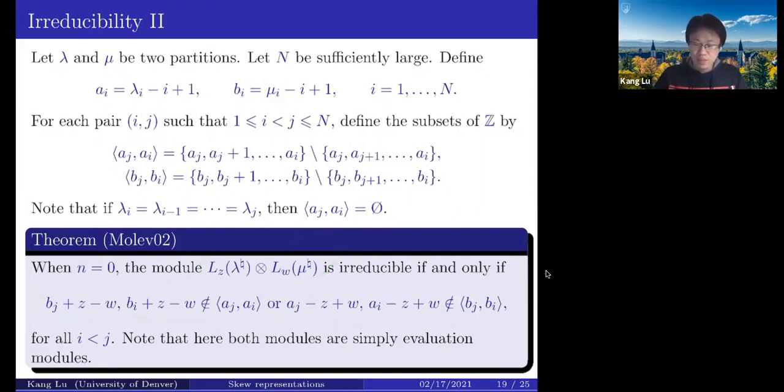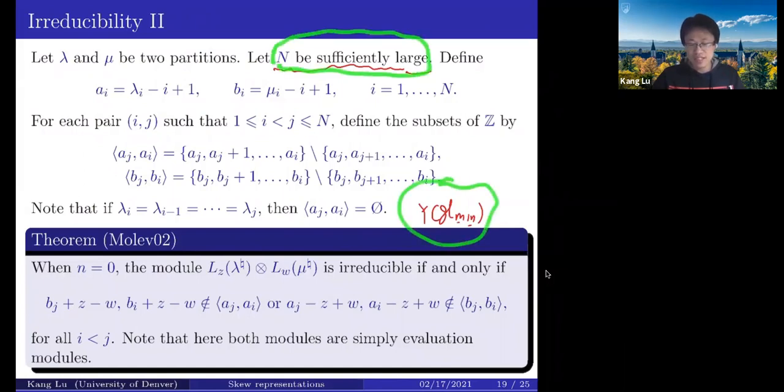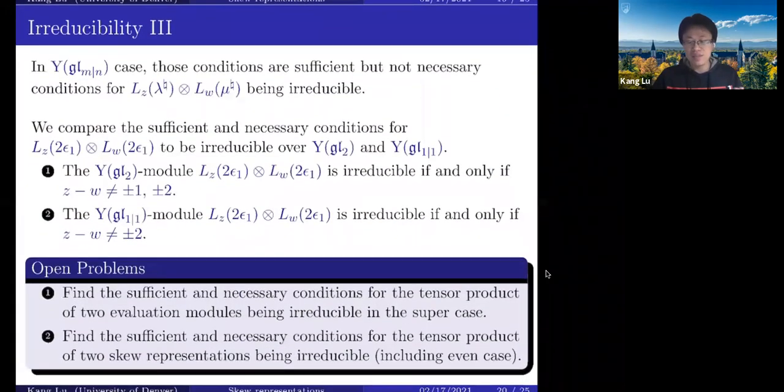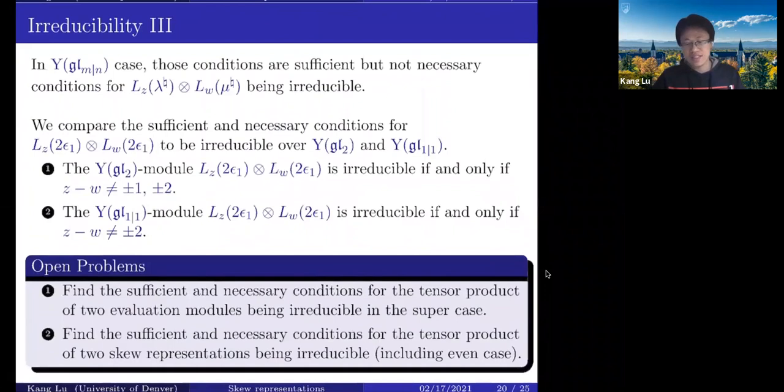The reason is that previously I could assume n to be sufficiently large, but for this case my small m and n are fixed. I cannot change them anymore. So I don't have such an equivalence of two categories for this part. I only have it for the even case. That means if I apply it, I just get some sufficient conditions. So if this condition is still true, I can conclude that the tensor product of those modules for the simple Yangian is still irreducible. But this is not a necessary condition.